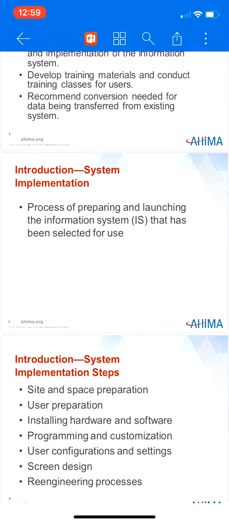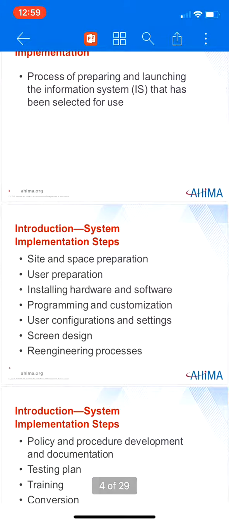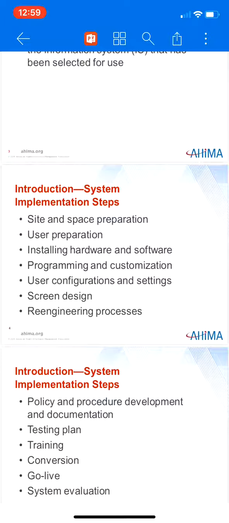And so there are 13 steps we're going to cover in this chapter as a part of the implementation process. We're going to start with the first one over on page 70, and this is site and space preparation. So that's number 1.